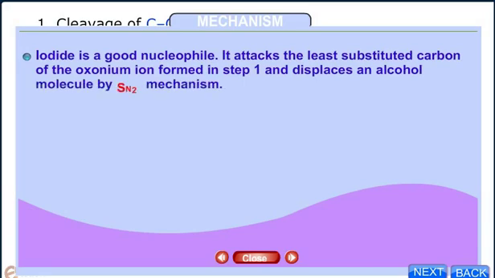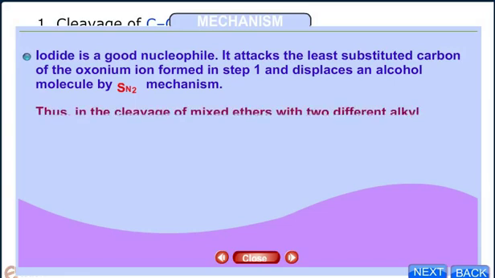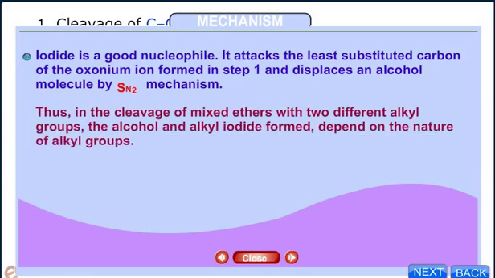Iodide is a good nucleophile. It attacks the least substituted carbon of the oxonium ion formed in step 1 and displaces an alcohol molecule by SN2 mechanism. Thus, in the cleavage of mixed ethers with two different alkyl groups, the alcohol and alkyl iodide formed depend on the nature of the alkyl group.